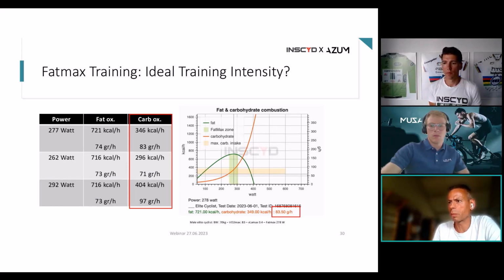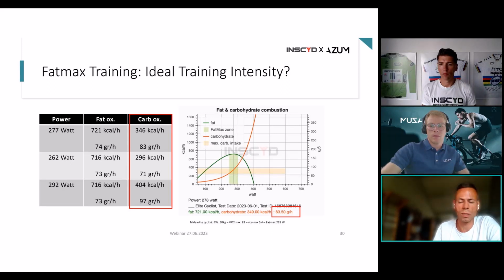I brought this example again. It's the professional cyclist. We have shown this data already in the previous slides, and as you can see, with a fat threshold around 277, 278 watts, the carbohydrate combustion, and I've marked it in a red square here, is around plus 80 grams per hour. This is quite a lot.